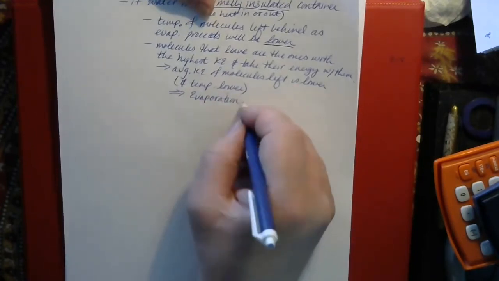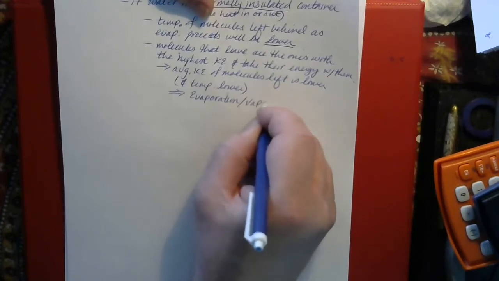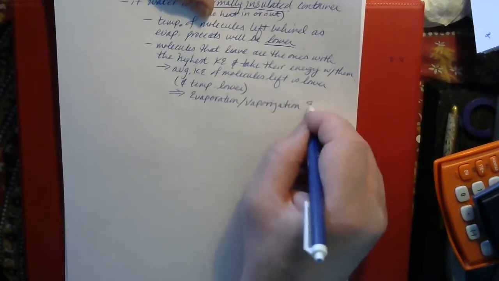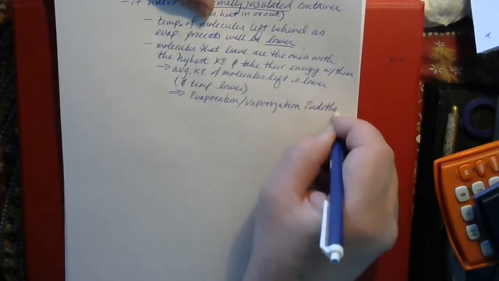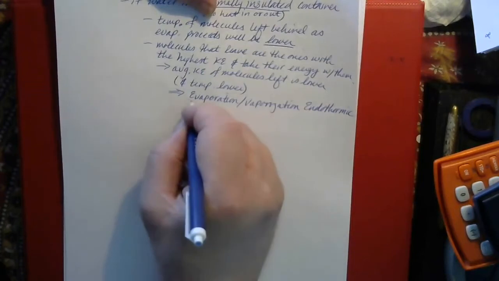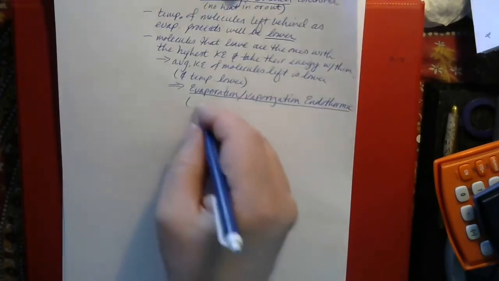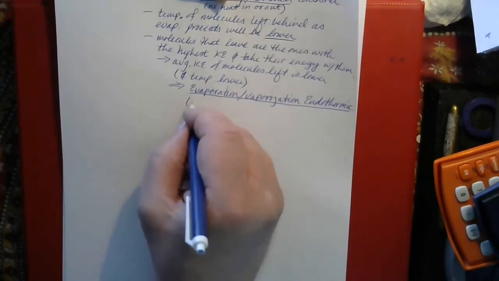And the conclusion here is that evaporation and vaporization are endothermic. And that's easy to remember because endothermic means you have to put energy in to get it to happen. And vaporization is boiling. You have to put energy in water to boil it. No kidding, right? So that should be pretty easy to remember.